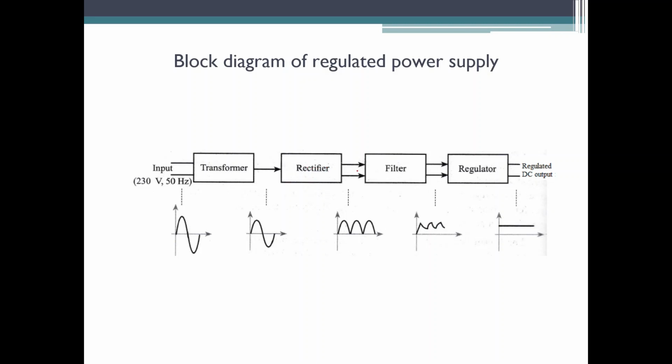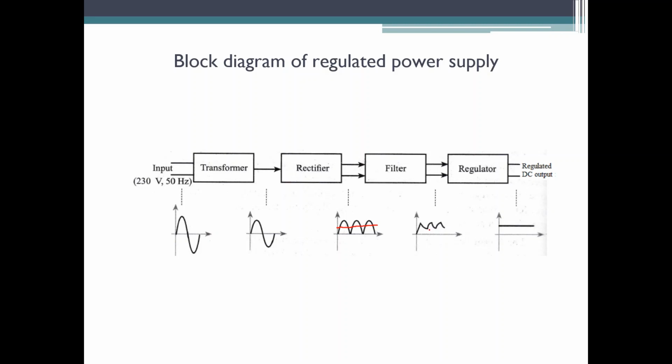The output of the rectifier is given to the filter so that any ripples, unwanted signals or noises present at the output of the rectifier will be removed by the filter. So you can see here, this is the output of your rectifier. After it has been given to the filter, you can see some of the noise, or a part of the output of the rectifier, being terminated here.